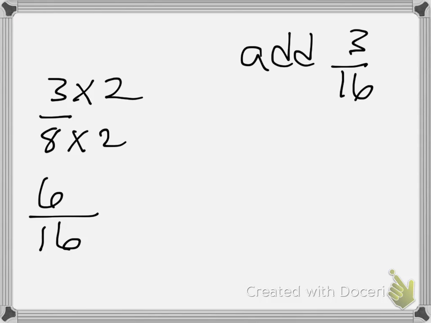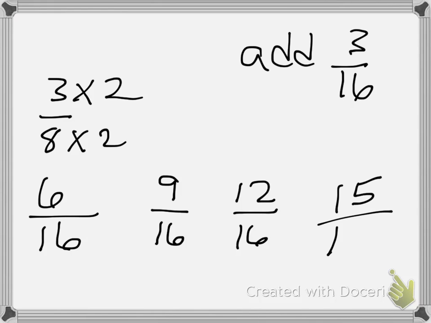And I'm going to add 3/16. Well, now I have 16ths. It's easy. If I add 3, I have 9 over 16. And then I have 12 over 16. And then I have 15 over 16. And I have 4 terms there.